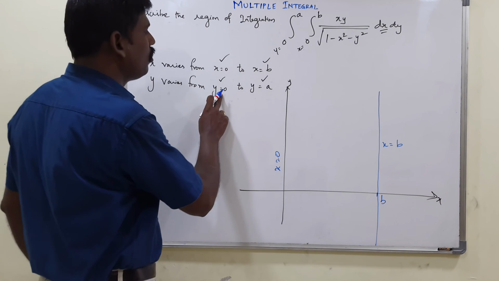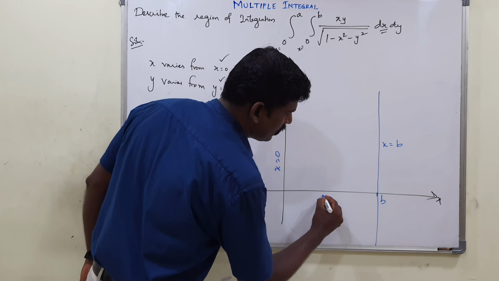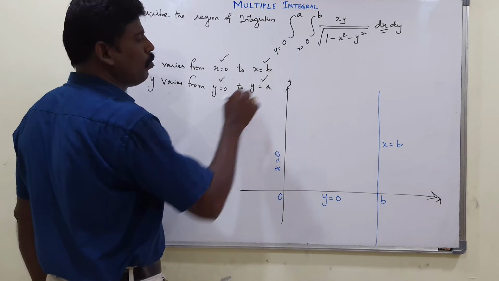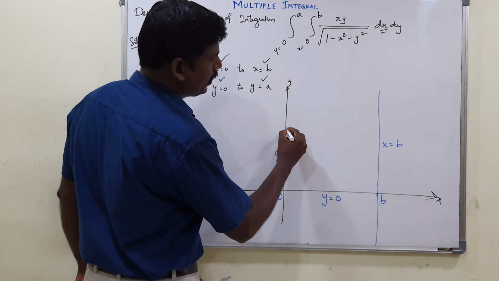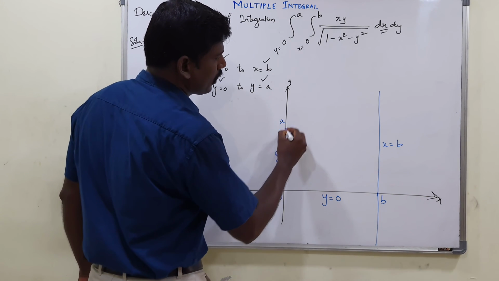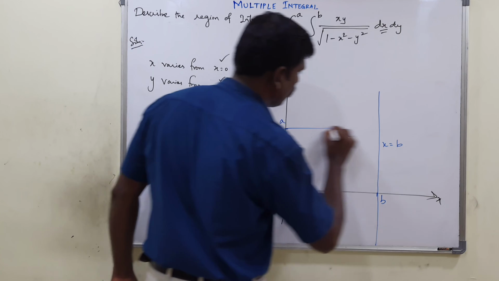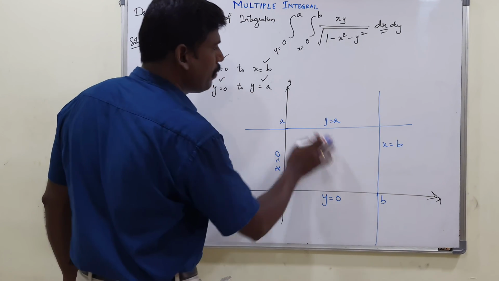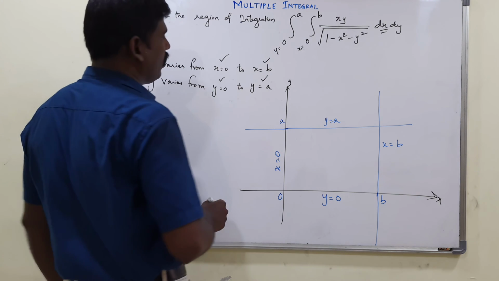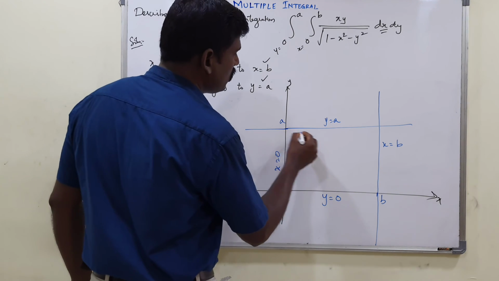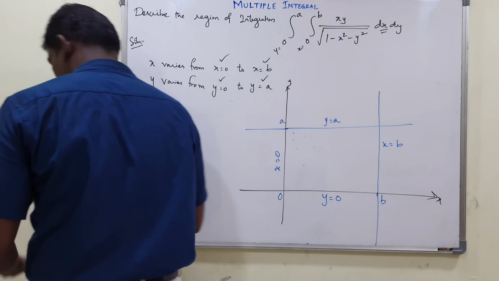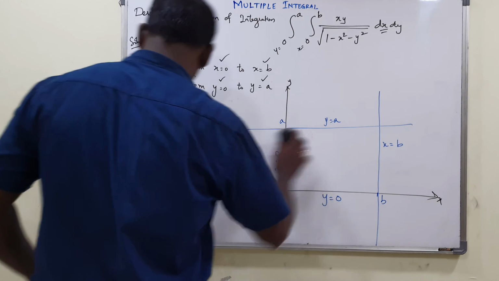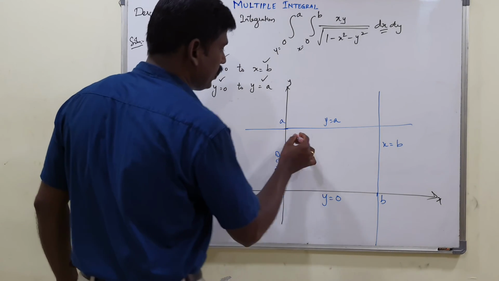Likewise, what is y equal to 0? Y equal to 0 is the equation of the x axis, isn't it? This is the origin. What about y equal to a? Taking a point a units on the y axis, draw the line y equal to a. That's all. So this is the region bounded by four walls. This is the region of integration.